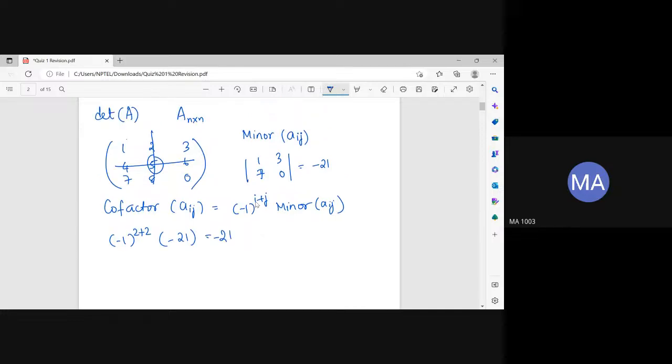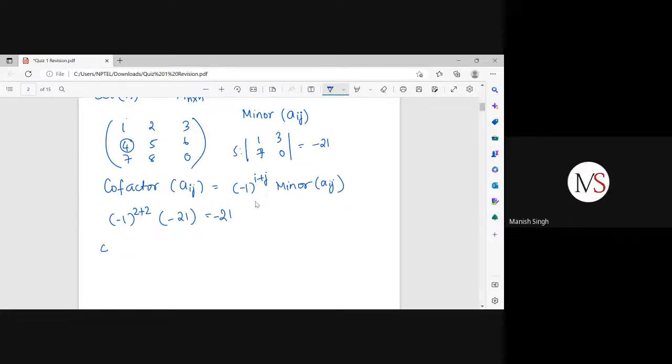What about this entry, the 4? Minus 1 to the power 2 plus 1 into the determinant of the submatrix 2, 3, 8, 0, after you remove the row and column in which it appears. So that's going to be minus 24, and a minus 1, so 24. That's how you calculate the minor and cofactor.